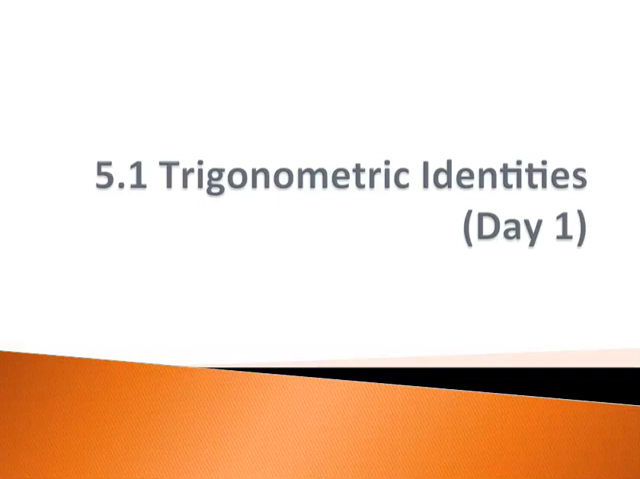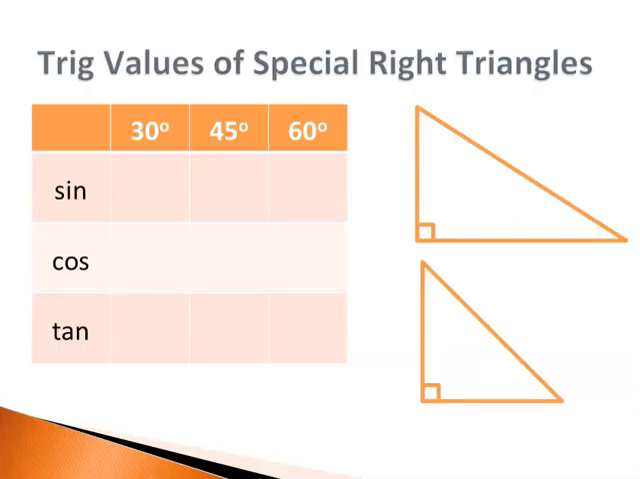get good at. Before we get into that, the first thing I'm going to talk about are trig values of special right triangles. Now you may remember special right triangles when you were taking geometry, the 30, 60, 90 triangle, the 45, 45, 90 triangle, and that there were special ratios that went along with each of those triangles.